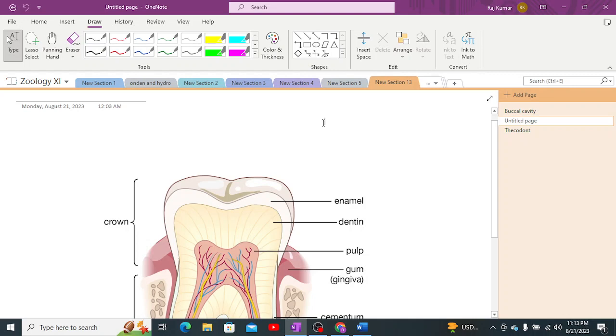There are three germ layers: ectoderm, mesoderm, and endoderm. Enamel is ectodermal in nature, and it is synthesized by ameloblast cells. And what is it made up of? It is made up of calcium phosphate and fluoride. And chemically, calcium phosphate and fluoride is known as hydroxyapatite.